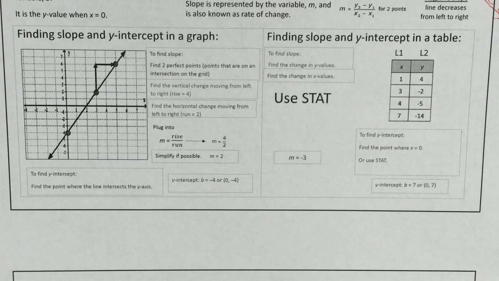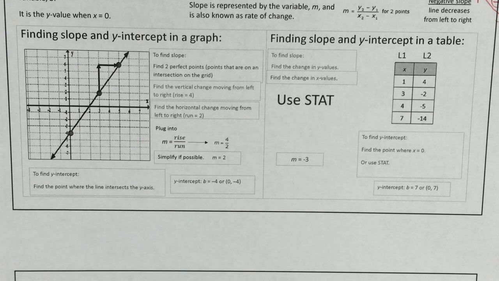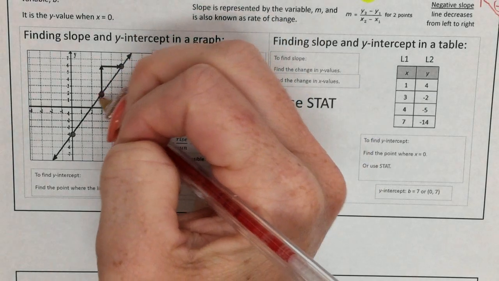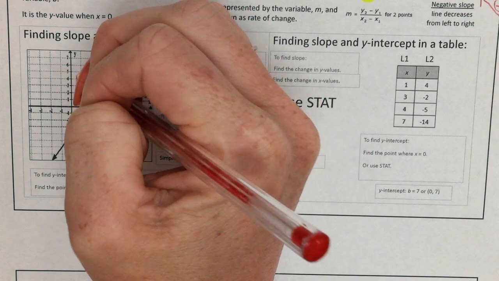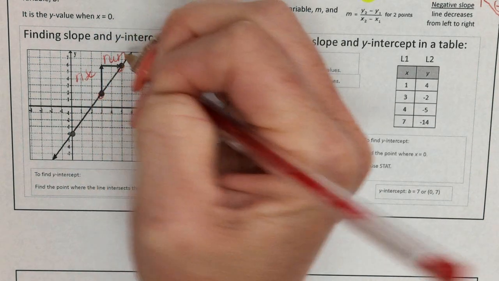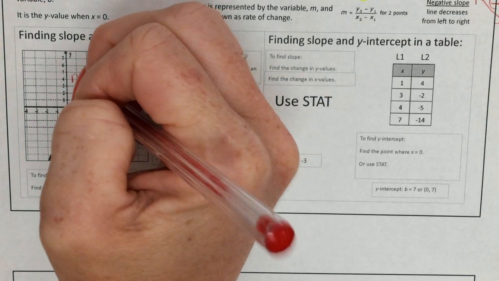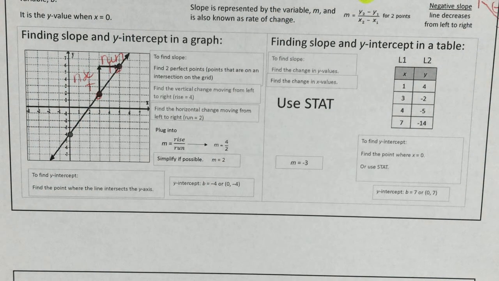All right, let's just go over a little bit of things. To find slope, do rise over run. So you find 2 points, which they gave you. This is the rise, this is the run. Since it's up and right, it's positive, positive, so it's a positive slope.